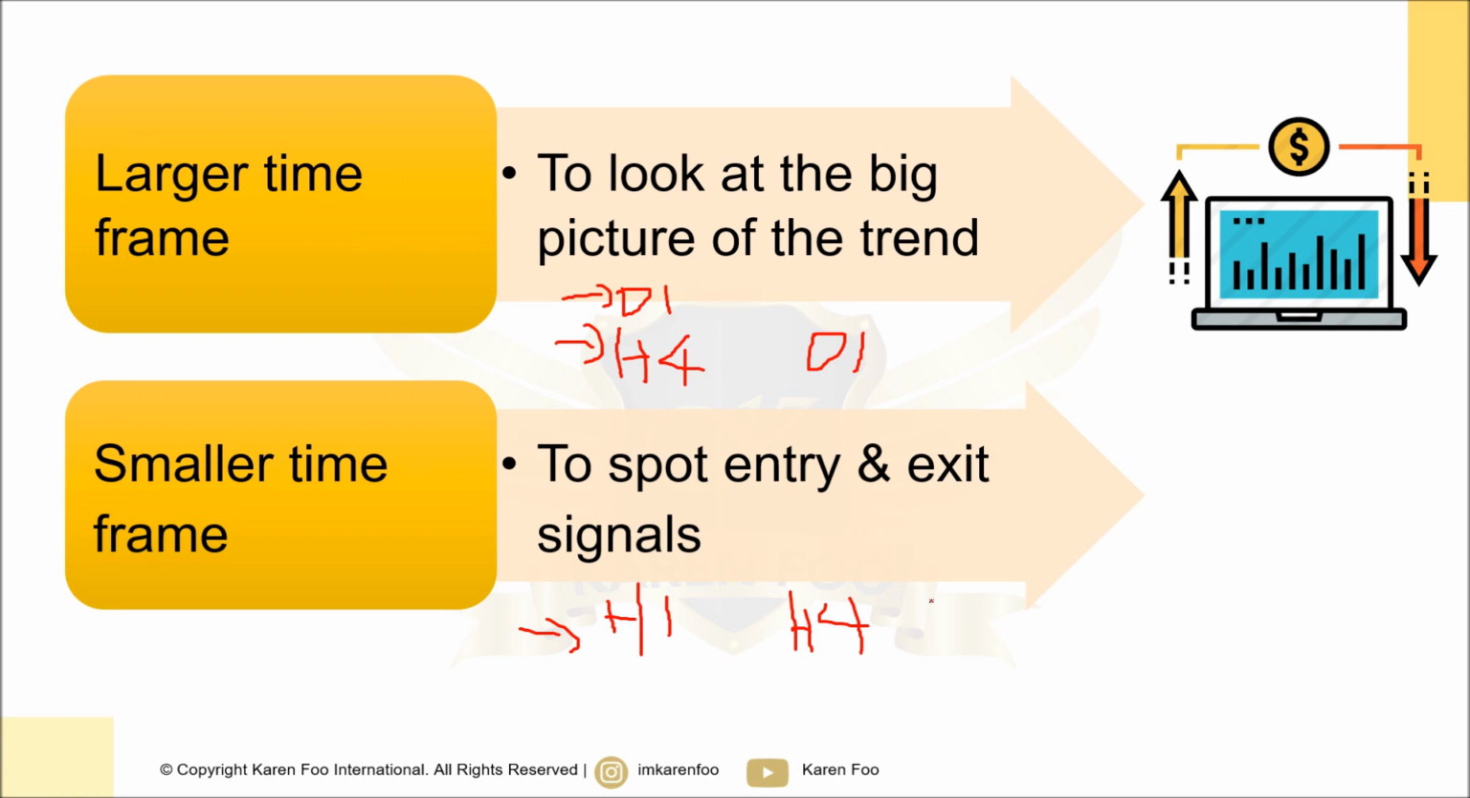Okay, if you are using D1 to enter, then you look at the weekly chart for the big picture. And if you are using the weekly chart to enter, then you can use the monthly chart for your big picture. You get my point, right? And if you are trading H4 and you are more conservative and want to add one more time frame, then you can add weekly on top of that. Understand what I'm saying? But I feel that there's no need to do that. It's fine to use just 2 time frames.